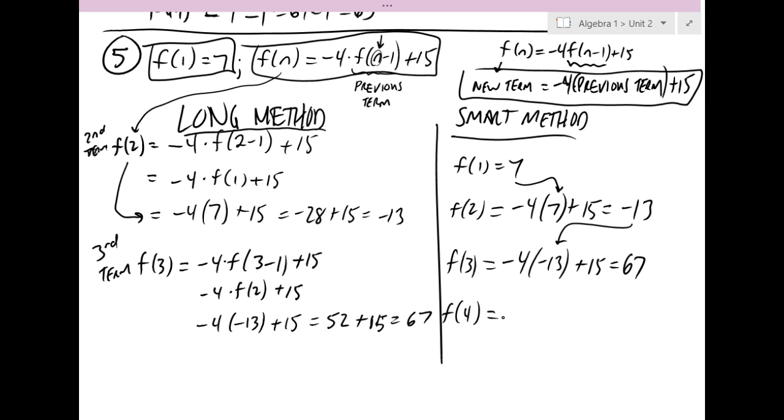So now go ahead and catch up on writing and calculate f of 4. You make the choice of calculating f of 4 the long way or the smart, efficient way. Okay, take your pick. Go ahead and work that out and catch up on the writing. Okay, so if we use the smart, efficient method, all we have to do to get the fourth term is do negative 4 times the third term, which is 67, and add 15, and that gives us, is it 253? Negative 253, thank you. Negative 253. Okay, good.